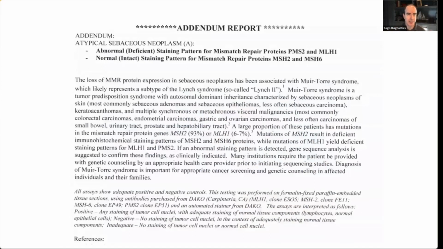So this would be an atypical sebaceous neoplasm. It's abnormal deficient staining pattern for mismatch repair proteins. And this one happened to be for these two, which are often paired together, and in normal intact staining. So this patient could have Muir-Torre or Lynch syndrome. Those are different subsets of the same process going on. But I just wanted to introduce you to that concept. And I think many of you are familiar with it, but we do it daily in the lab.